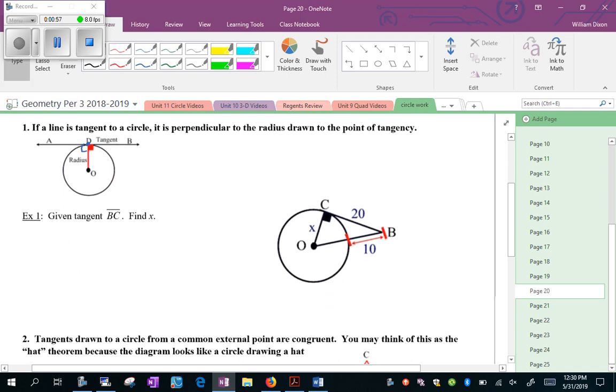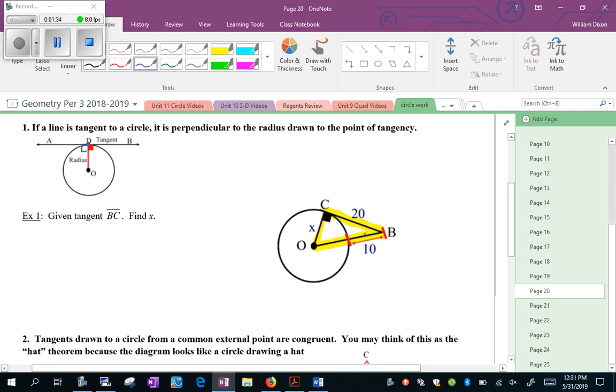Example number one says that given tangent line BC, which we have here is 20, find x. Well, we can see that BO is a secant, and B to the point on the circle is 10. We're looking for x. In the yellow that I've highlighted, we should recognize that that's a right triangle, and we have a missing side of the right triangle. So we know we can use the Pythagorean theorem.